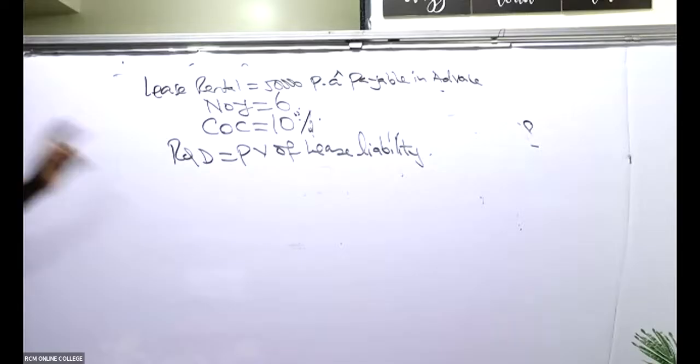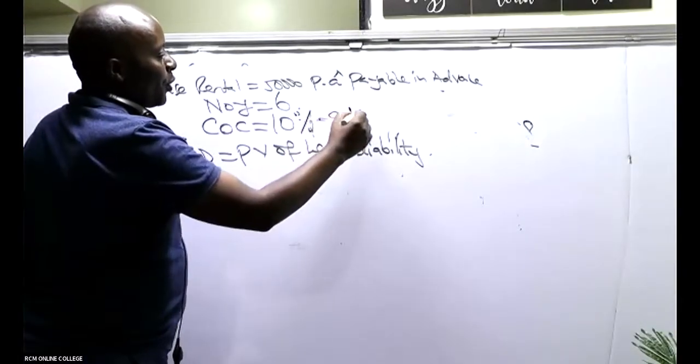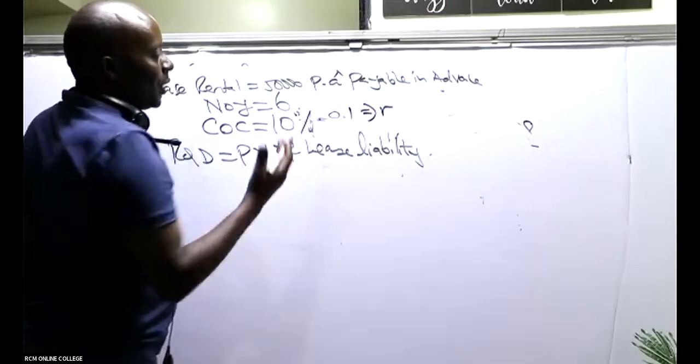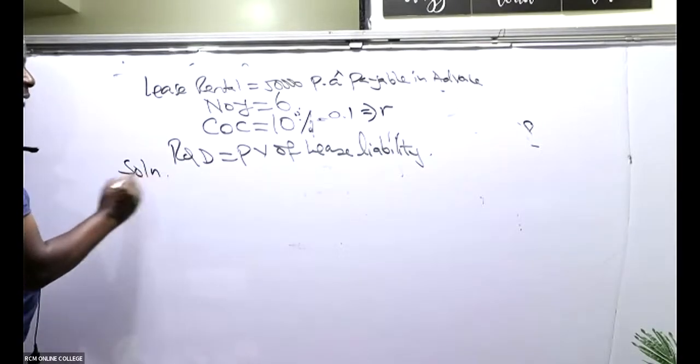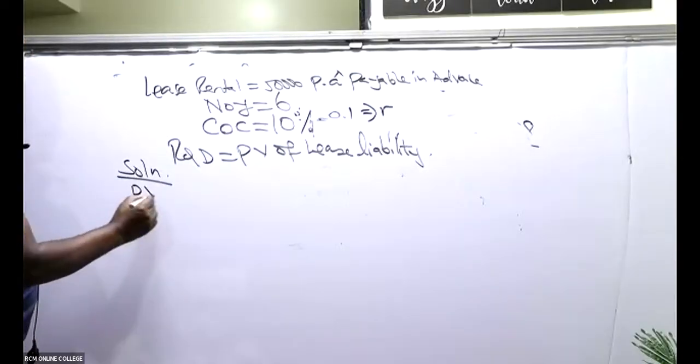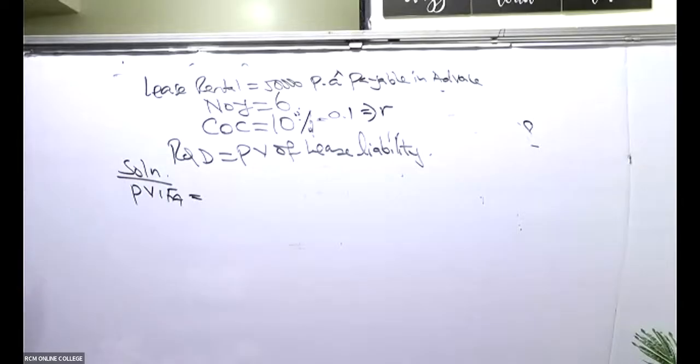And then the number of years are how many? 6 years. And then we have our cost of capital, which is 10%. Remember, 10% is the same as 0.1. And of course, this is our R, which is the required return. So the first thing I would recognize while solving this is very easy. I will simply go ahead and get my PV the normal way.